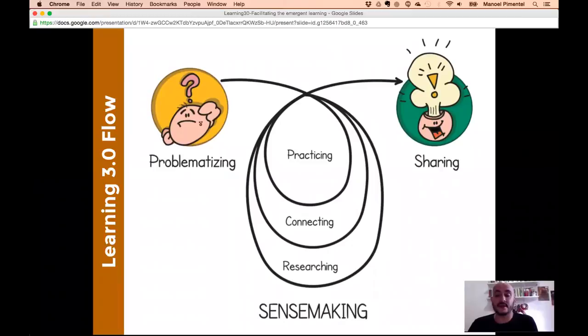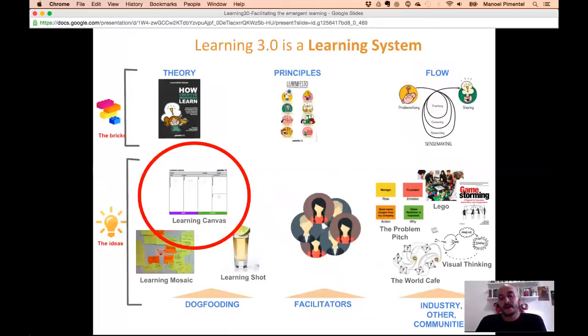All right, but to put in practice the principle and the flow, for example, we have a few tools actually. Most of these tools are acting as a kind of dogfooding. What does dogfooding mean? Just the starting tools to help the initial experimentation using Learning 3.0. But using other different tools, you can create your own tools, for example, to put in practice the flow and to put in practice the principle, right?